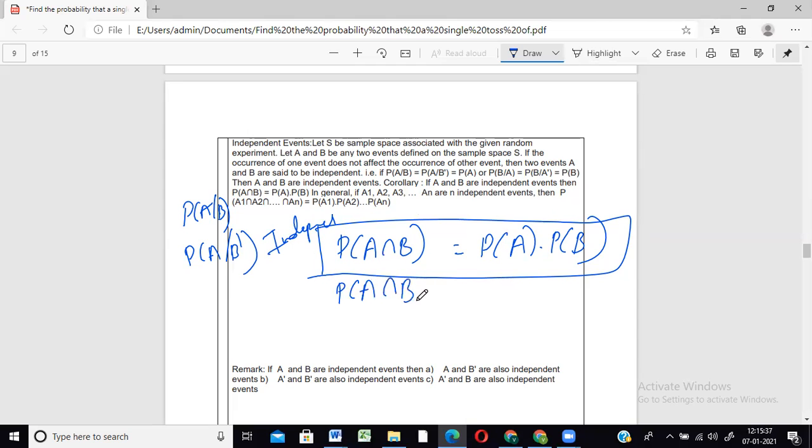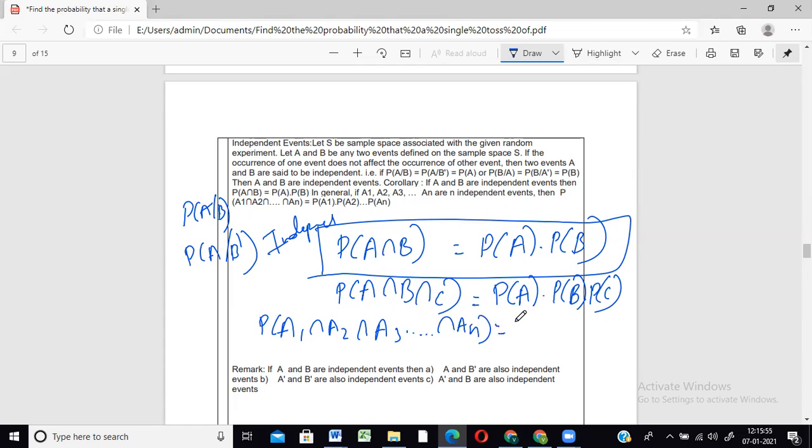Suppose we have three events, A intersection B intersection C, whose answer will also be probability of A into probability of B into probability of C. Like n number of events. Suppose probability of A1 intersection A2 intersection A3, and so on till intersection AN. It will again be the same thing. Probability of A1 into probability of A2 into probability of A3 into probability of AN. That's how it goes for independent events. You just have to see what all events are there, and a few remarks. You have to remember.